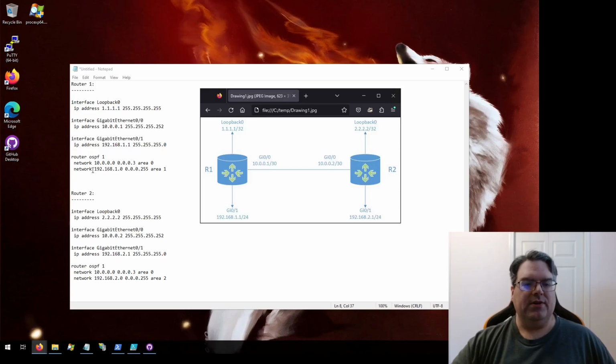And then you have network 192.168.1.0 0.0.0.255 area 1. So this is area 0, this is area 1, and this is area 2. I should have annotated the diagram with that, and I forgot. My apologies.